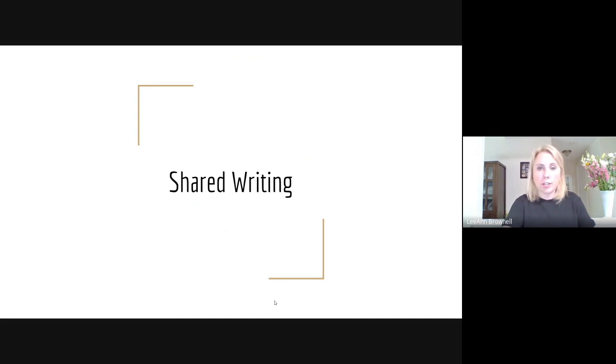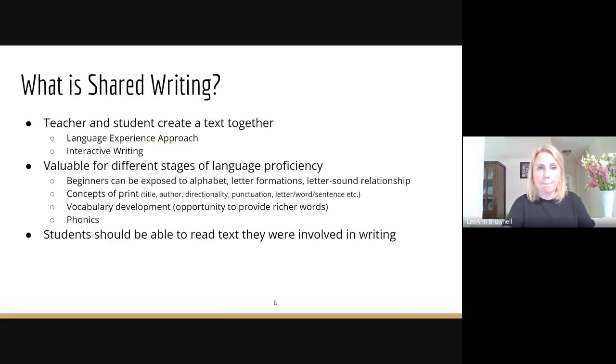All right, so shared writing. So what exactly is shared writing? So this is when the teacher and the students will create a text together. So there's two different ones that I've mentioned here. There's the language experience approach, which I highly, highly recommend. And I think we'll touch on it in depth shortly. And then there's interactive writing.